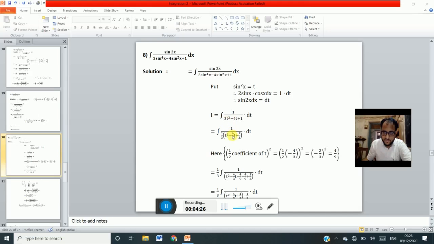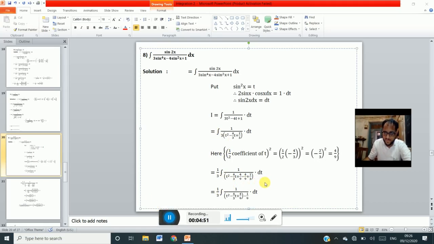So 3 is taken outside the integration, and the remaining is t square minus 4 by 3t plus 1 by 3. Now by using this step, we have to add and subtract 4 by 9 in the denominator. So 1 by 3 is a constant, take it outside the integration, and what we get after addition of 4 by 9 and subtraction of 4 by 9 in the denominator is t square minus 4 by 3t plus 4 by 9 minus 4 by 9 plus 1 by 3, this one. Now if we see these three terms, the perfect square of t square, actually, is t minus 2 by 3 whole square, right? That is done in the next step.